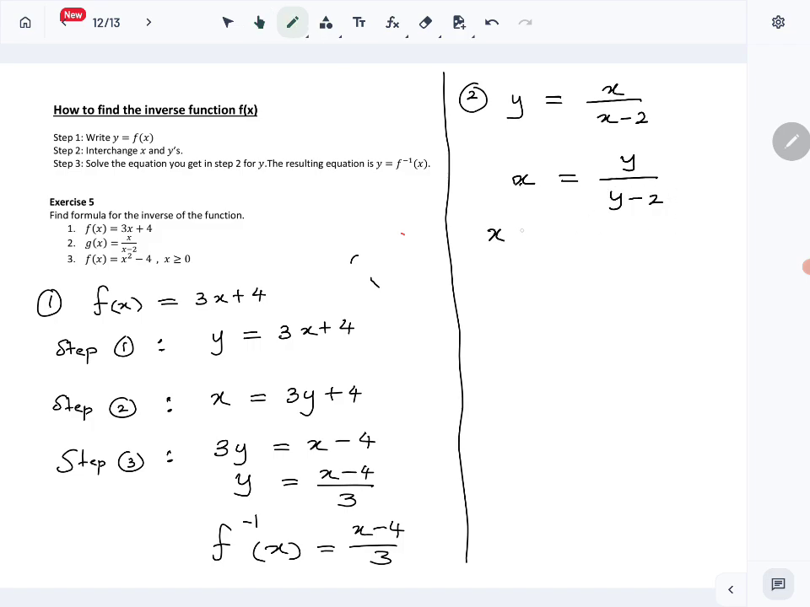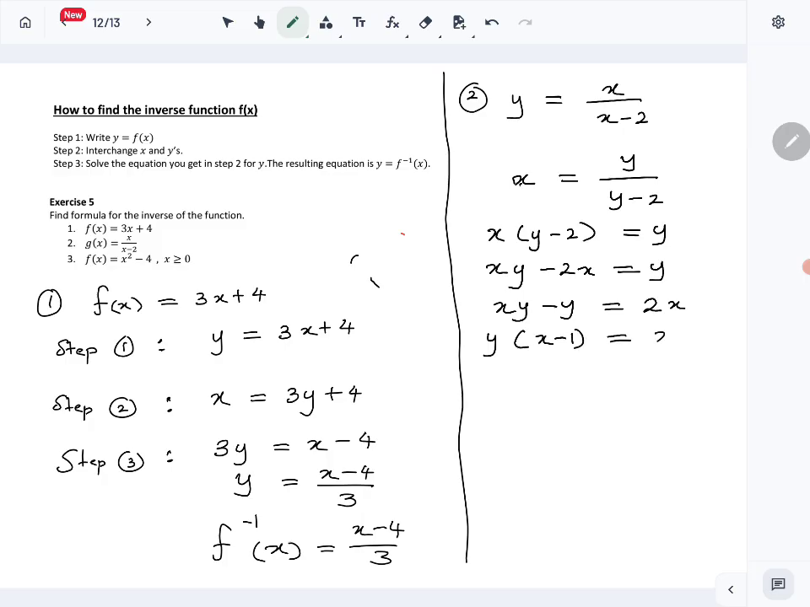So now let's cross multiply and get rid of brackets. And my objective is to solve for y. So I am going to move all the y terms to one side, all the other terms to the other side like this. Then take out y. So when I take out y from each term, the first term leaves an x, the second term leaves a minus 1, right? Now you want to make y the subject. So what should you do? Divide both sides by x minus 1.